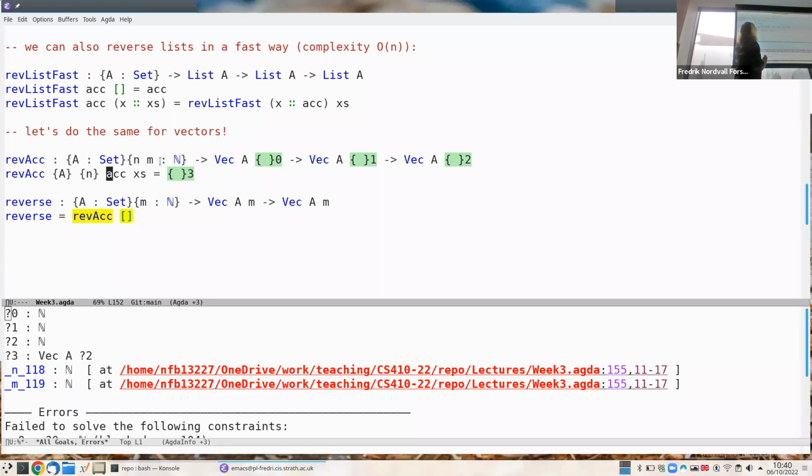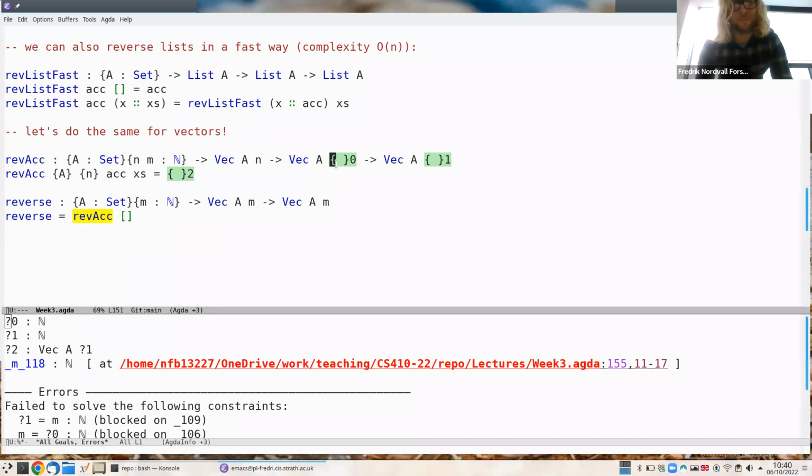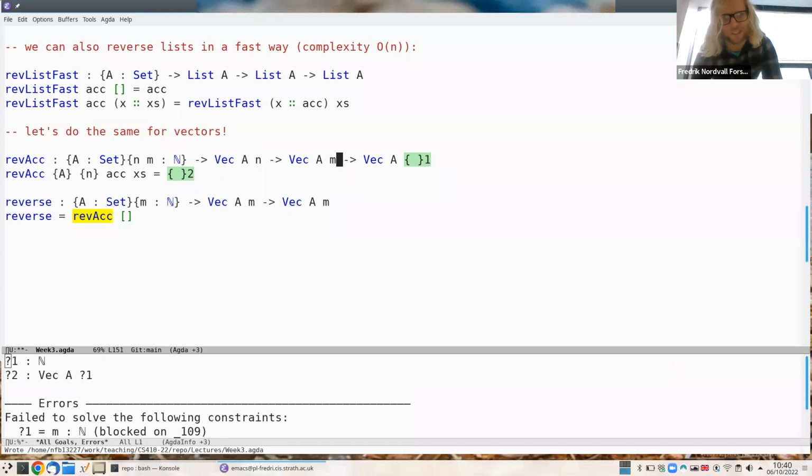Hopefully it's not so hard to see that here we actually just take some vector of some length n. And then what should the length for my accumulator be? Well, in the beginning, there is no relationship between the length of the accumulator and the length of the list, right? The length of the list is n, but the length of the accumulator is whatever we have accumulated. So I would claim that here I should just also take an arbitrary m, which so far has no relationship between m and n. But what is the output length of this? I could try and say, well, this should be n, because in the end, I want to reverse the list. Let's try that.